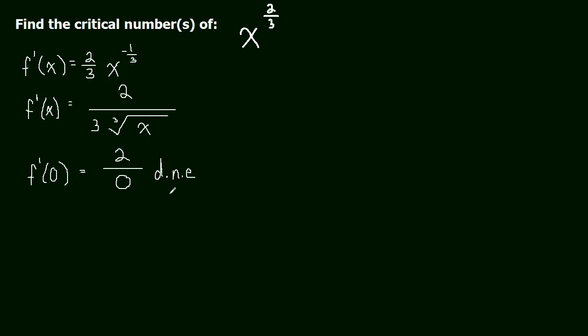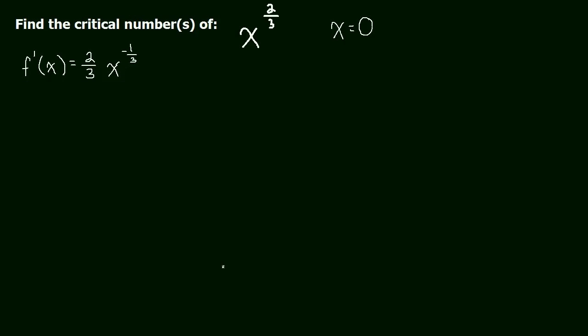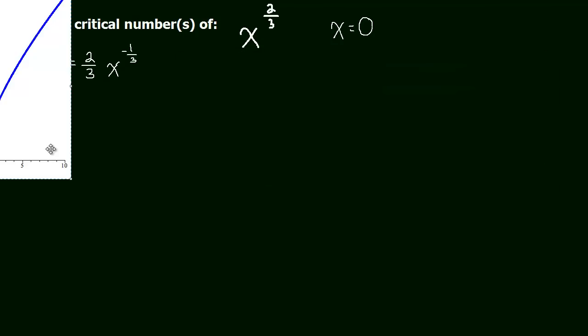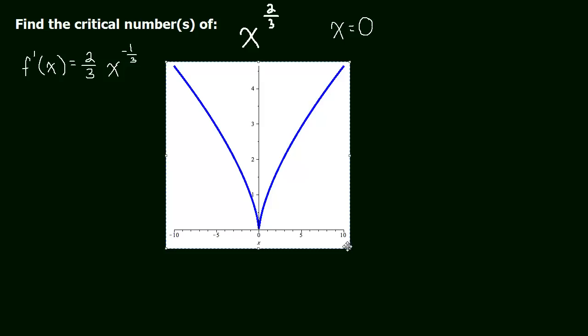Okay, so the derivative doesn't exist when x is 0. So x equals 0 is a critical number. So we found the critical number, not too difficult. Let me put that up there, our answer, and clean this up a little bit and show you a graph. So maybe you can imagine what this graph was going to look like before it came up.